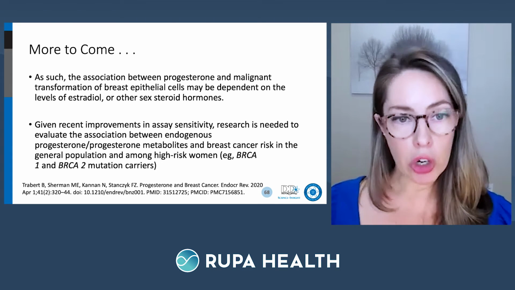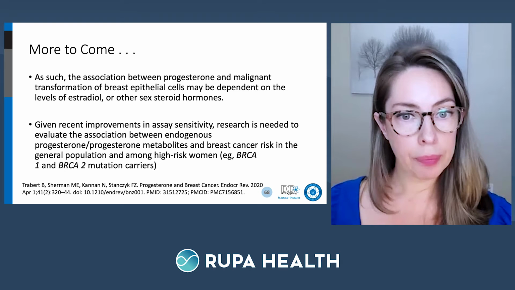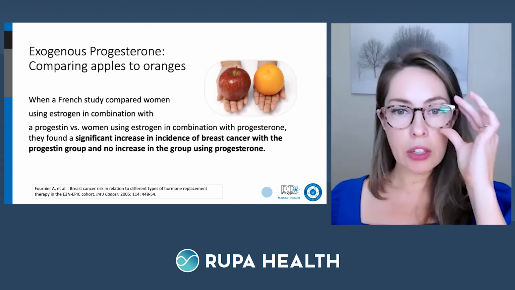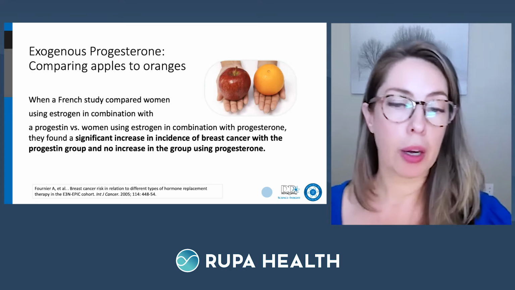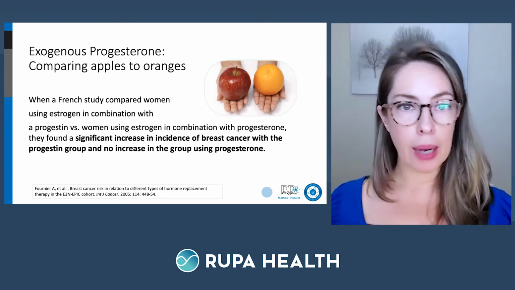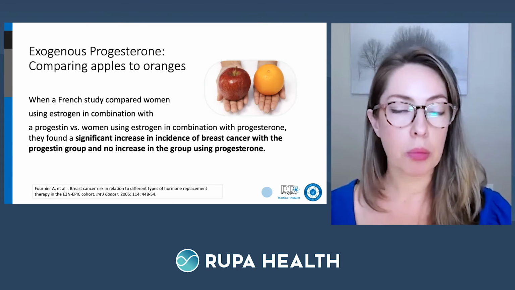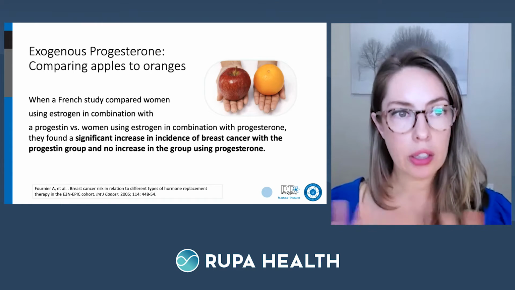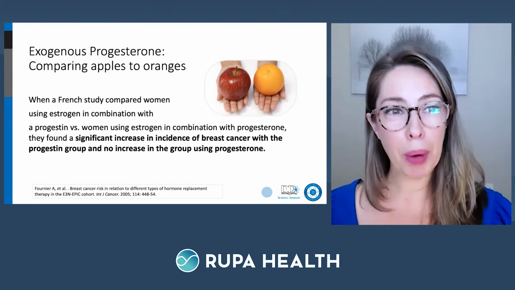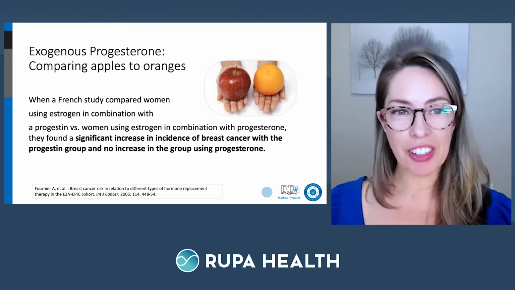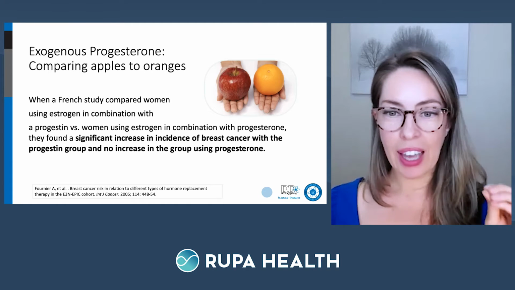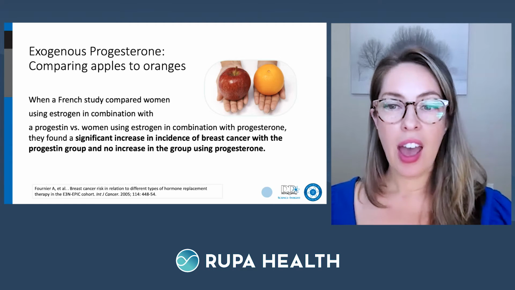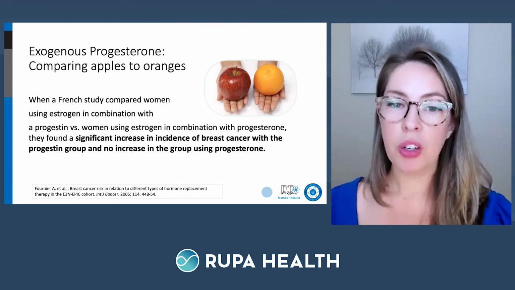So I'm sure you've heard of this study. Breast cancer risk in relation to different types of hormone therapy. You may be well aware that a lot of times the research studies lump progestins and progesterone together, or they call them progestogens, and they're not actually delineating them, which is a big problem because we see a marked difference. This study was looking at estrogen plus progestin: increased risk of breast cancer. Estrogen plus progesterone: no increased risk.